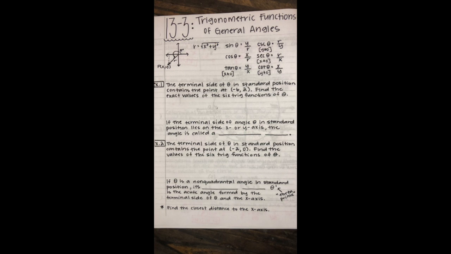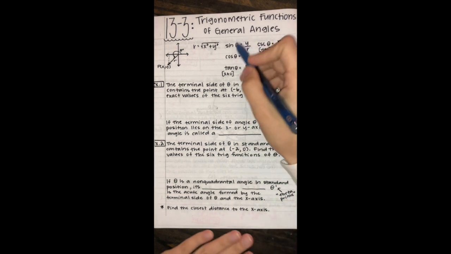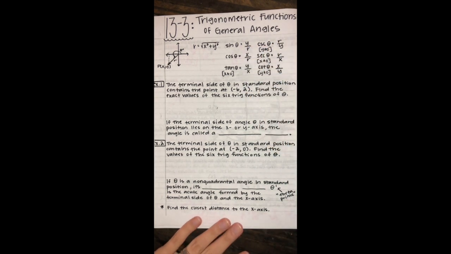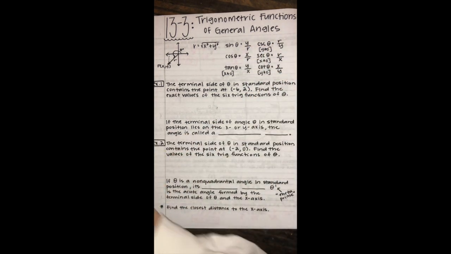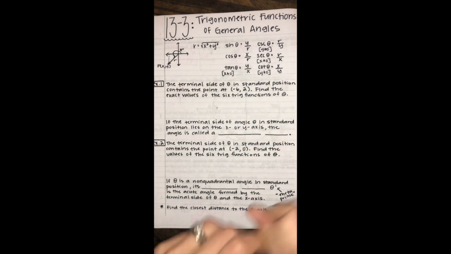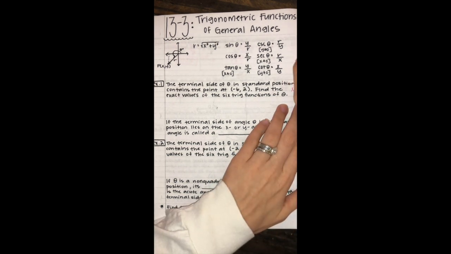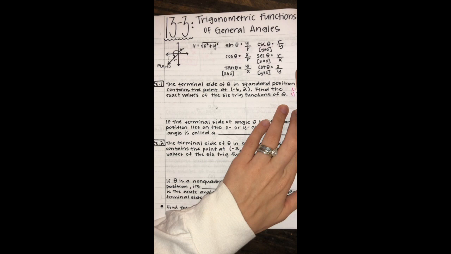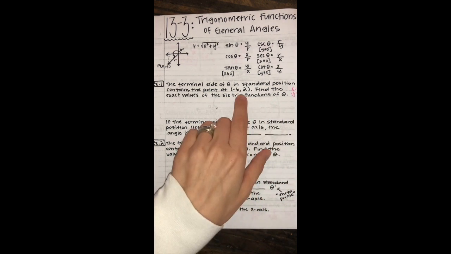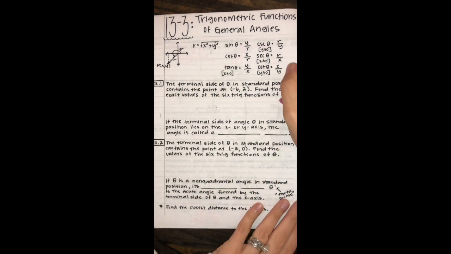Example 1 says the terminal side of theta in standard position contains a point at -6, 2. Find the exact values of the 6 trig functions of theta. So our job will be to fill in each of these 6. What I would suggest is just to the side, writing what x, y, and r are. So x is -6, y is 2, and then let's use this formula to find r.